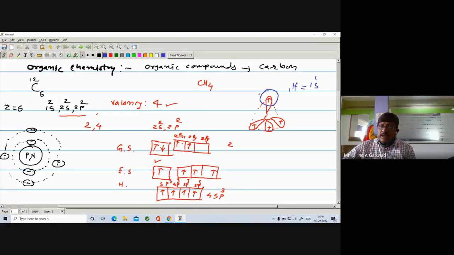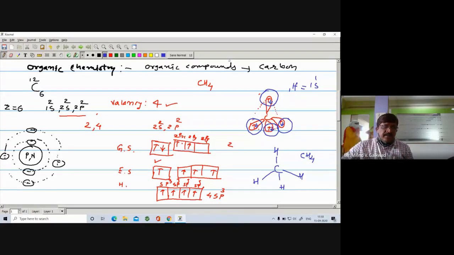So this carbon can combine with hydrogen, forming a single bond. Again, there's a formation of single bonds with each hydrogen. As a result, you are getting CH with H, H, and H, which means there is a formation of CH4. Okay, so in this way we have seen what is meant by organic chemistry, right?